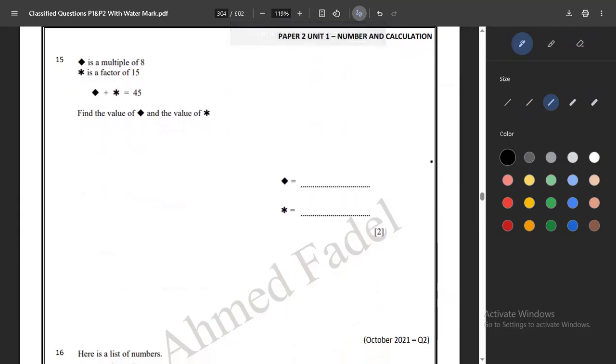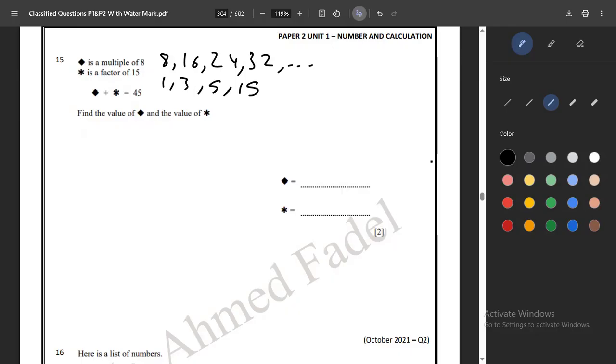Here is this saying to you the same thing exactly like the previous question. This is a multiple of 8, so it's either 8, 16, 24, 32, and so on. But this is a factor of 15, which is 1, 3, 5, or 15. If I say to you, find the value of this and the value of this, they both, if you add them up, give you 45. So what are these numbers that if you add them up, they give you 45?